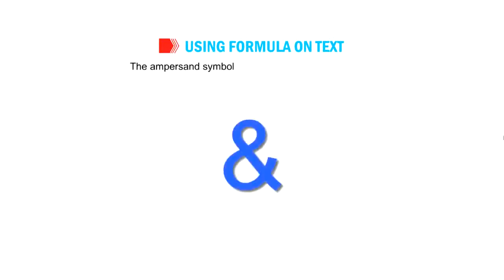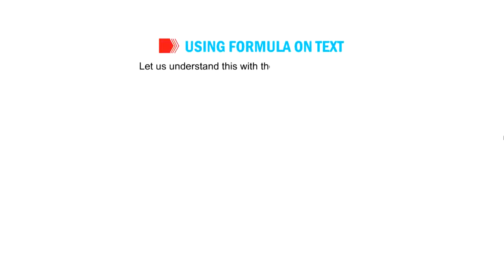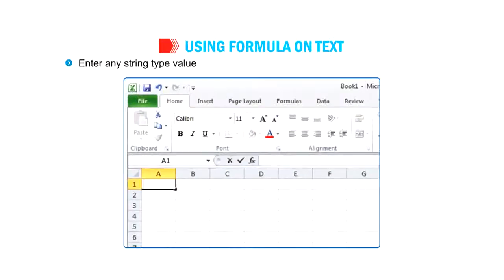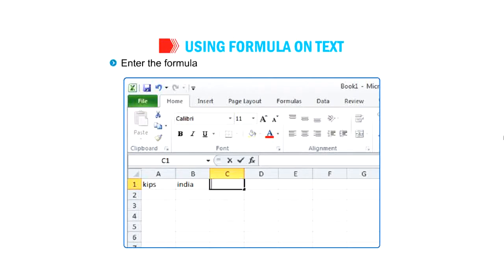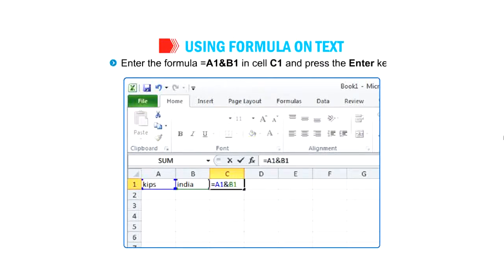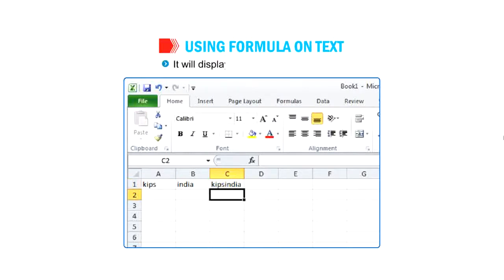The ampersand symbol is used to perform addition. Addition of two or more text values is called concatenation. Let us understand this with the help of an example. Enter any string type value in cell A1 and B1, say KIPS in A1 and India in B1. Enter the formula equal to A1 ampersand B1 in cell C1 and press the Enter key. It will display KIPSIndia in cell C1.